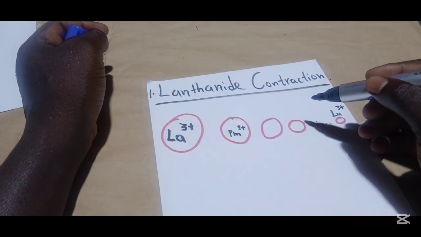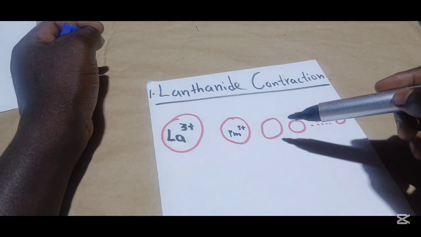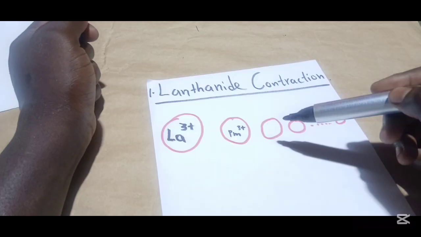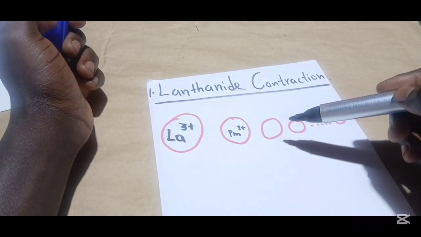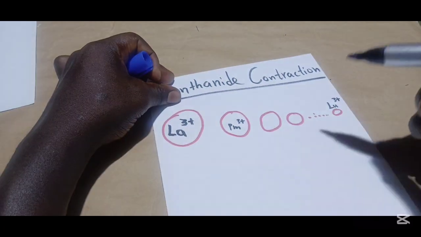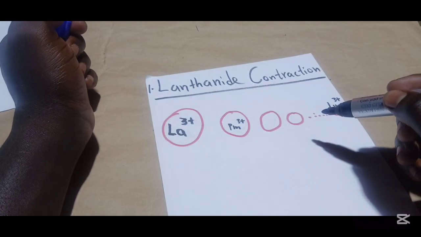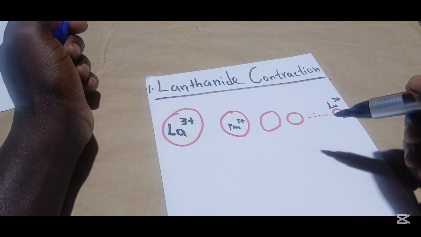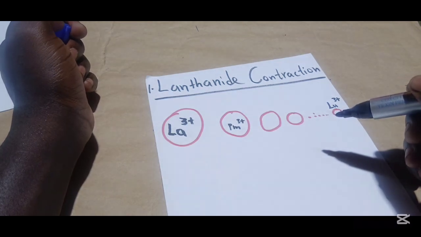Lanthanide contraction. This is the gradual decrease in atomic and ionic radii of lanthanide elements as the atomic number increases across the series. This occurs because the added electrons are filling the 4f orbitals, which are less effective at shielding the outer electrons from the increasing nuclear charge. So that is generally the definition of lanthanide contraction. Now, let me explain what this exactly means.